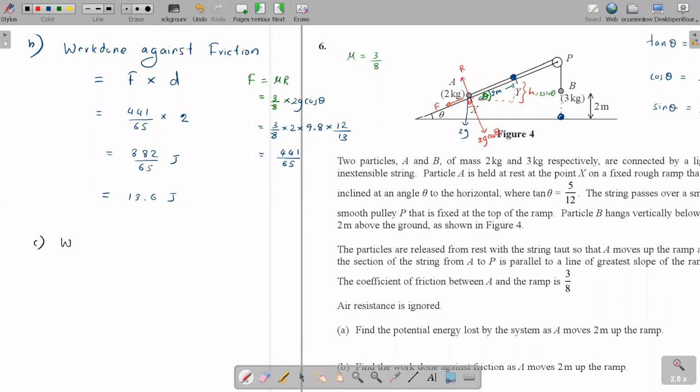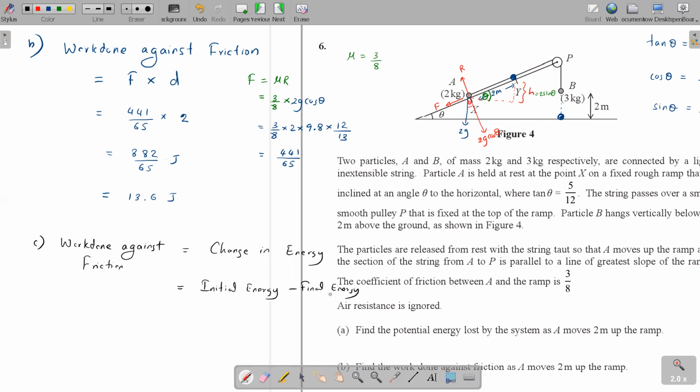Work energy principle is what? Work done against friction equals what? Change in energy, right? Have you heard of this? Work done against friction equals change in energy. Change in energy means the initial energy you had minus the final energy that you had. Initial energy minus final. So this is the work energy principle.